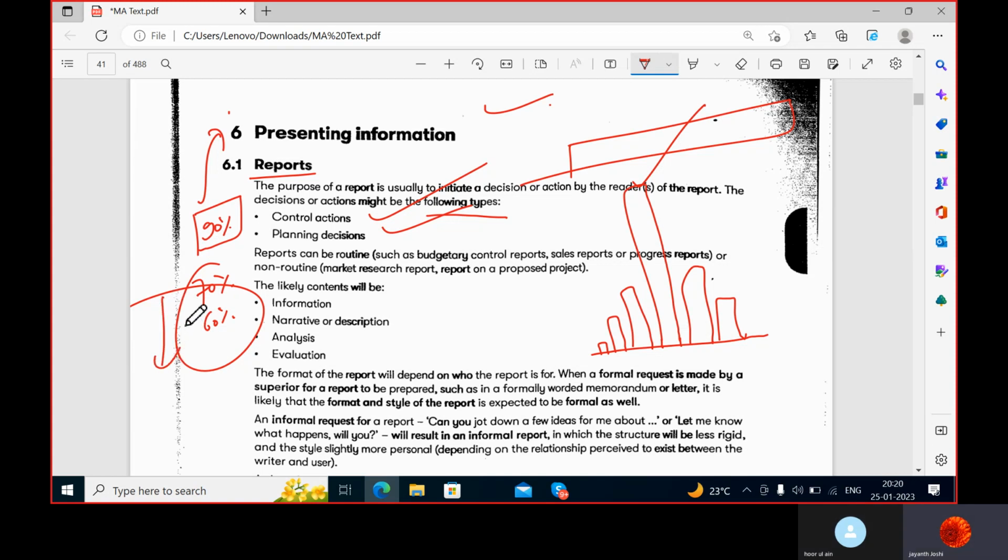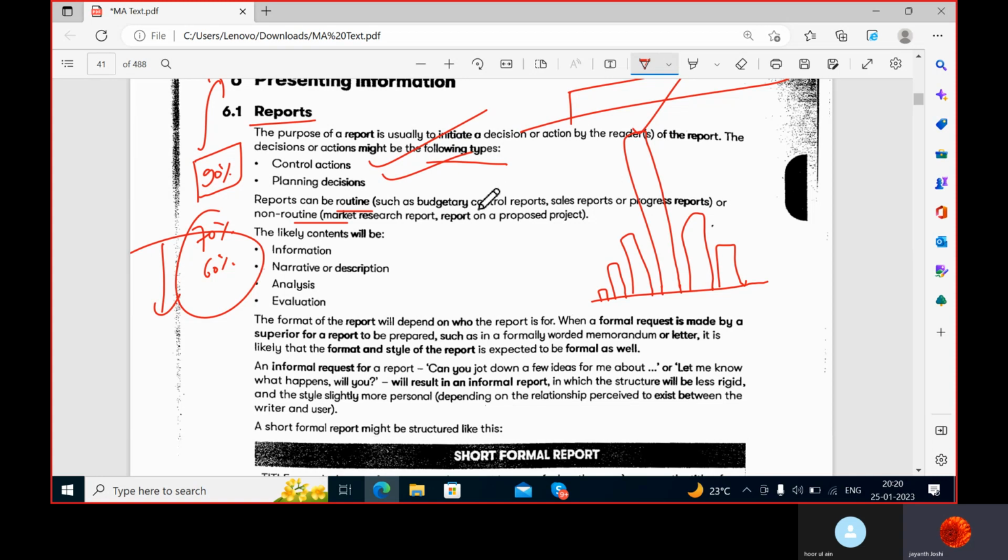Yeah. That's what. So reports can be routine or non-routine. Routine reports are things like budgets, sales reports, and progress reports of students in school or college. What is a non-routine report? A market research report, which is not happening on a daily basis. A report on a proposed project is also not a daily occurrence.